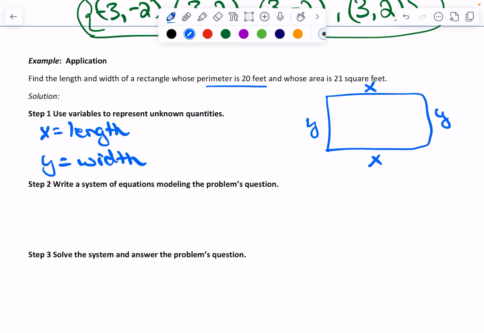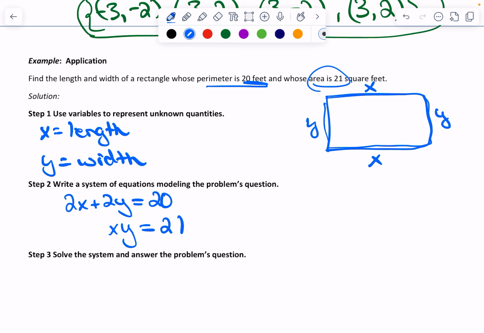Now, write a system of equations modeling the problem's question. So perimeter is 20 feet. If we think about perimeter, we are walking around it. The formula for perimeter is 2x plus 2y, and that equals 20. X plus y plus x plus y is the same thing as 2x plus 2y. Area is 21. Area we calculate by length times width, and that equals 21. So there's our system of equations. Now we're going to solve the system and answer the problem's questions.